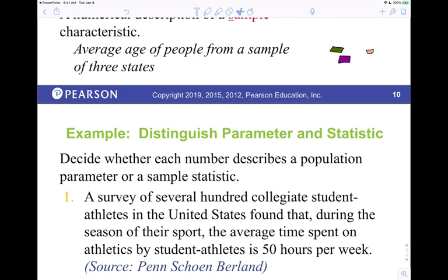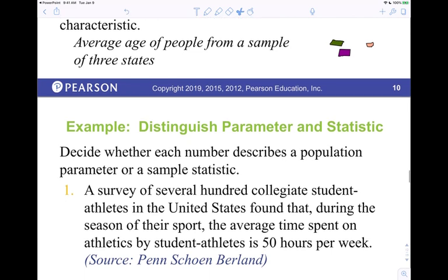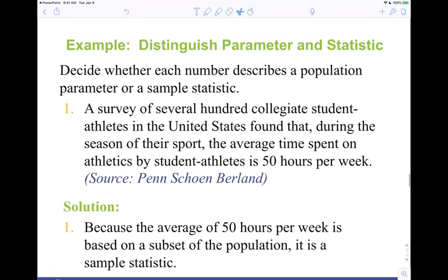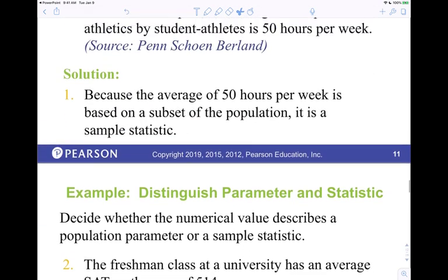Let's see, how do we do? So it should be a statistic. Because the 50 hours a week is based on a subset of the population, it's a sample statistic. Let's try another one. Don't want to see the solution just yet.